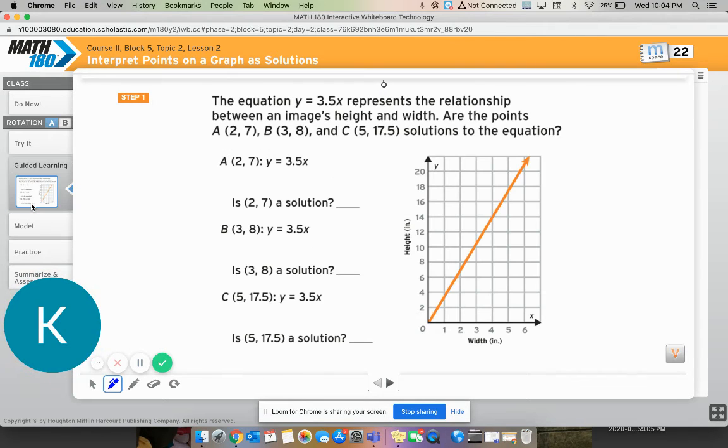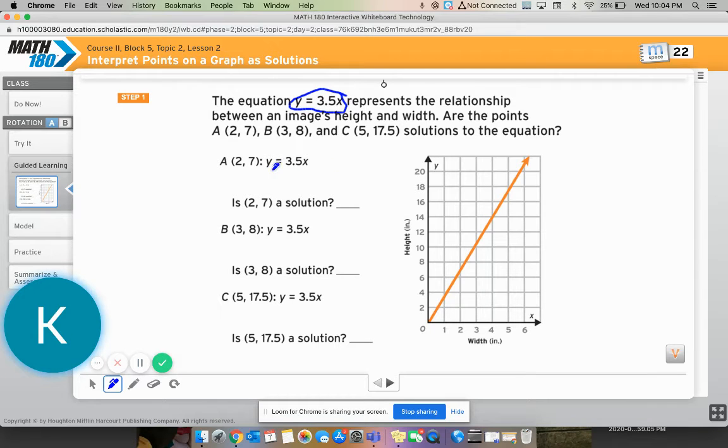All right, the third column. What we're going to be doing now is we're going to be doing a lot of algebra. Okay, so what we have is we have our equation. The equation y equals 3.5x represents the relationship between an image's height and width. Are the points 2, 7, 3, 8, and 5, 17.5 solutions to the equation?